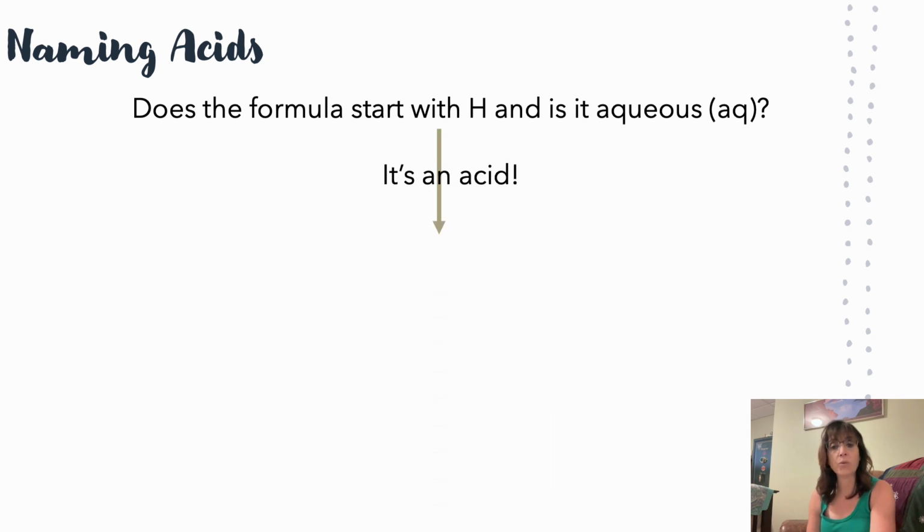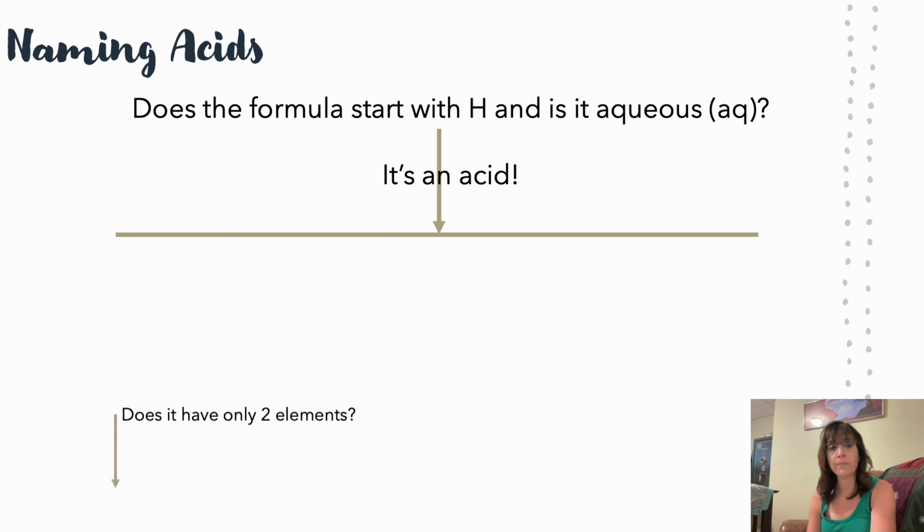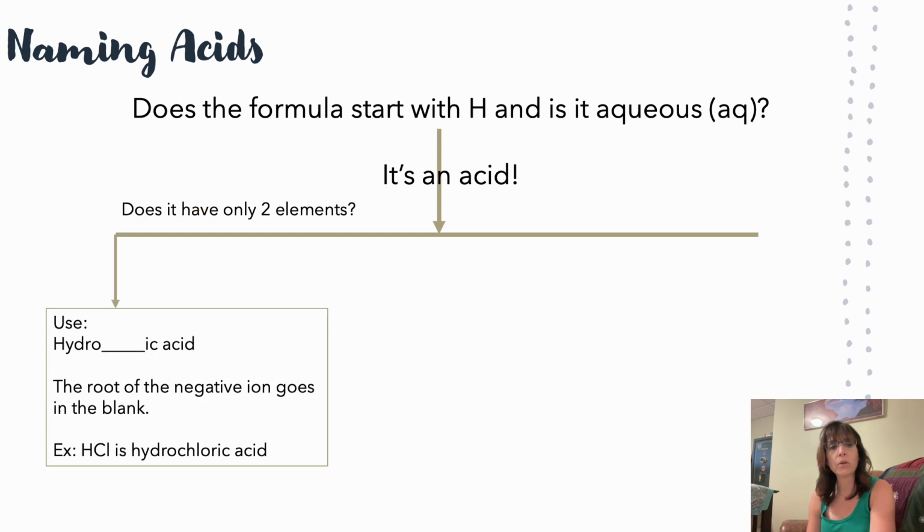Now I want you to count how many elements are in the formula. If there are only 2, you're going to follow this formula: hydro-blank-ic acid. The blank comes from the root of the anion. HCl, the anion is chlorine. The root of chlorine is chlor, so you get hydrochloric acid. Notice you always use hydro when there's only 2 elements.